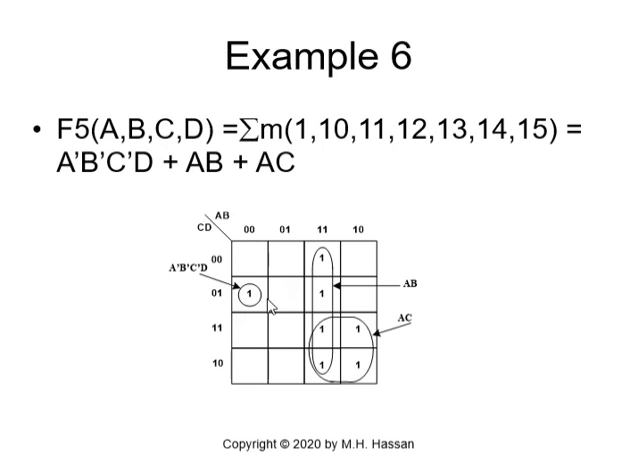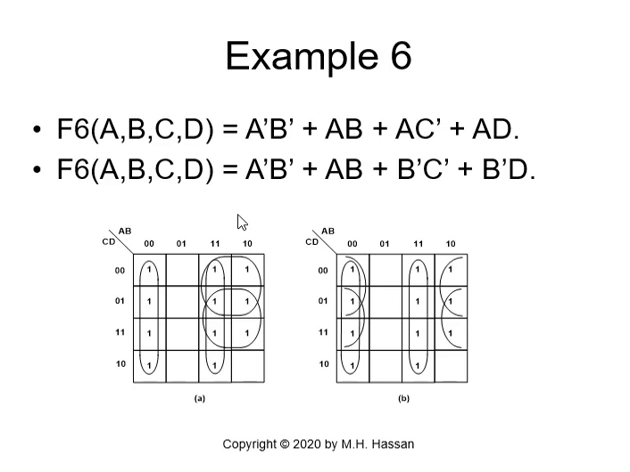So I'll put a circle around it, and this will be A prime, B prime, C prime, D. How do we read it? A prime, B prime vertically, and C prime, D. So this will give me the value of this group of 1, and this will be the final answer of function 5: A prime B prime C prime D, or AB or AC.